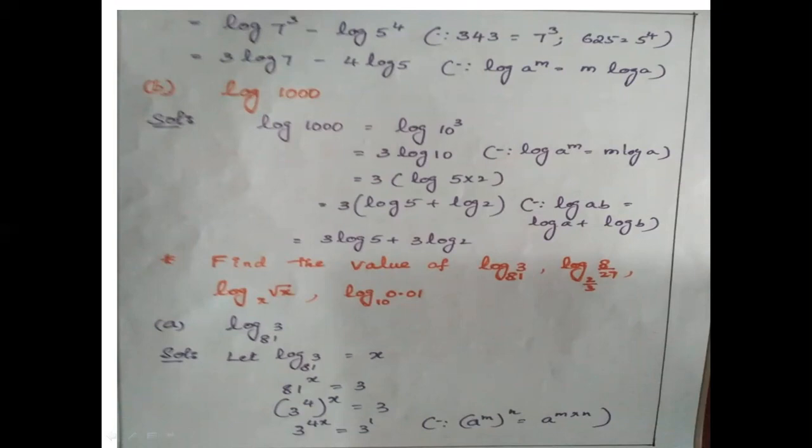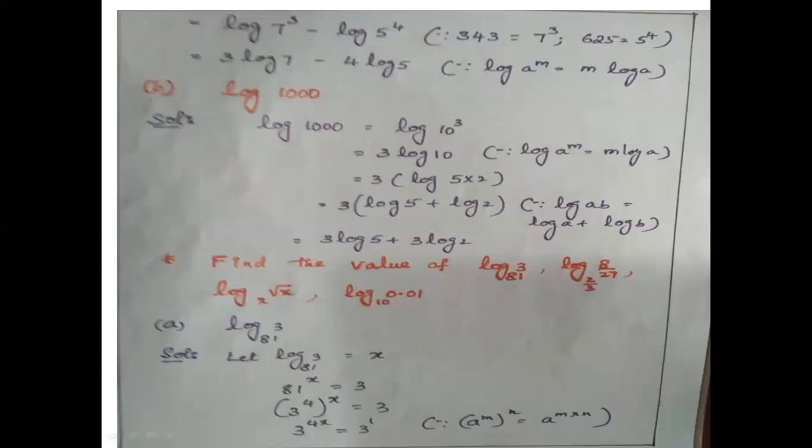Now the second model, that is log 1000. How is this to be expanded? 1000 can be written as 10 cube. So log 10 cube. And again, by using the law of logarithm, log a power m is equal to m log a, we can write this as 3 log 10. Again, 10 can be written as 5 into 2. So again, 5 into 2 is in the form of log ab, that is equal to log a plus log b. So 3 into log 5 plus log 2. When you multiply 3 with log 5 and log 2 and remove the brackets, finally you will get the result as 3 log 5 plus 3 log 2.